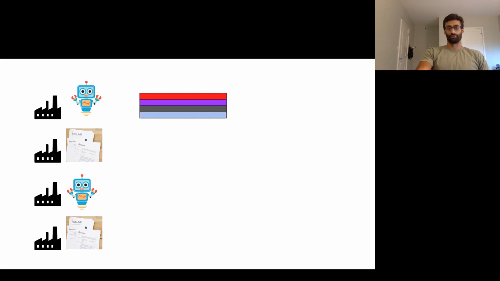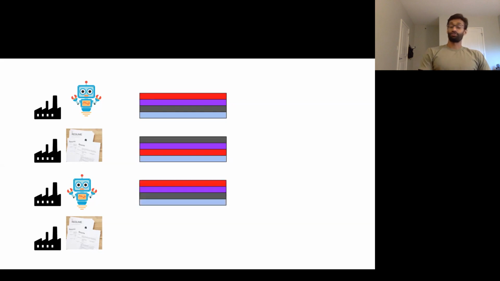So each is going to form a ranking. So the algorithmic ranking looks like this. This human is going to make a different ranking. Notice that firm 3 gets the same ranking as firm 1 because they both chose to use this algorithmic ranking. And the fourth firm gets a totally different ranking altogether because all these humans in this model are independent.